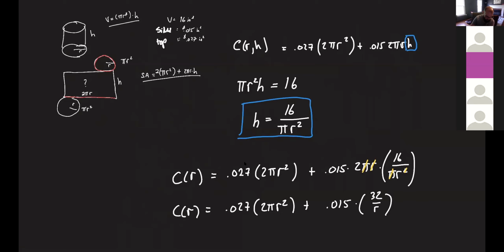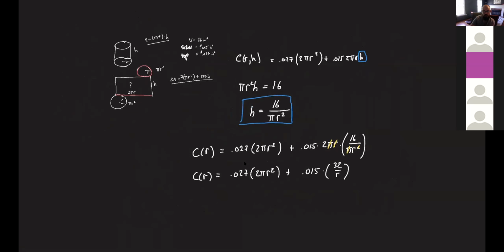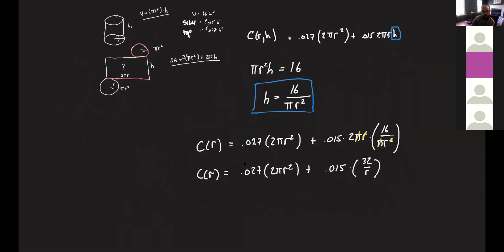All right, so we have our cost function. So this is sort of our information so far. We have our cost function, and we want to think about, hey, what kind of interval do we want to optimize over? Right, so we think about our radius here. Our variable is r. So what could r be?